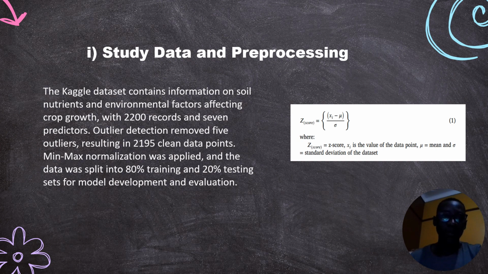Here, the data set contains information on soil nutrients and the environmental factors affecting crop growth, with over 2,200 records and 7 predictors. Outlier detection was done, and 5 outliers were removed, resulting in 2,195 clean data points that are being used for this estimation. Min-max normalization was applied, and then the data was split into 80% and 20% training and testing sets, respectively, for model development and evaluation.